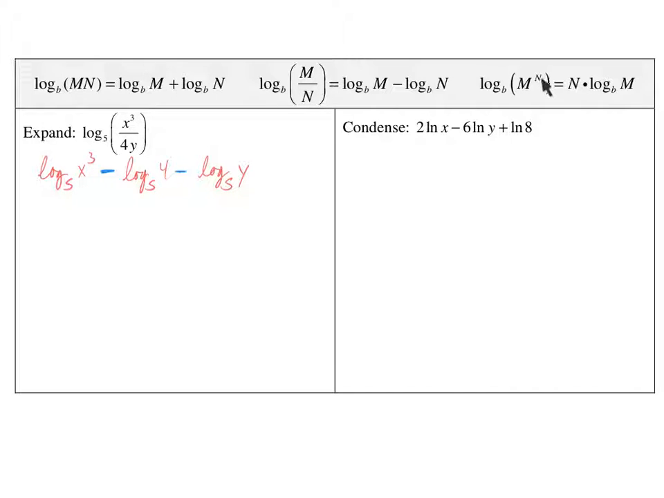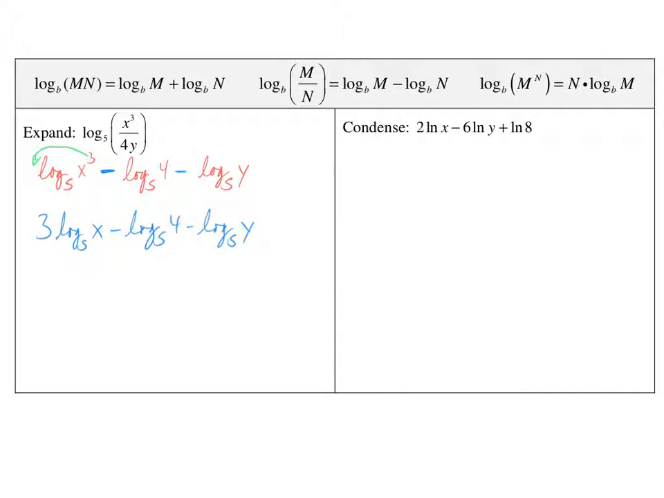This last property says, if I have a power, can I put it in front? Do any of these have powers? Yes, that one does right there. So I could take that 3 and bring it out front. Could I technically make 4 into 2 squared and put the 2 in front? Yeah, but I'm not going to go there. So my final answer is really 3 log base 5 x minus log base 5 4 minus log base 5 y.